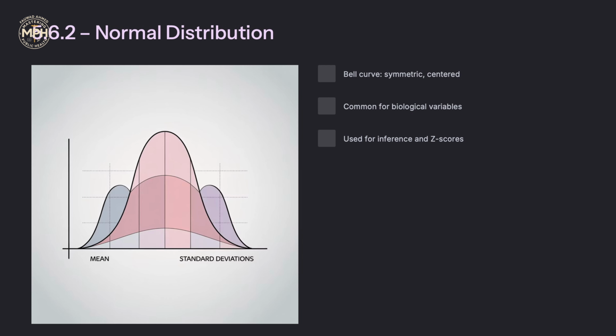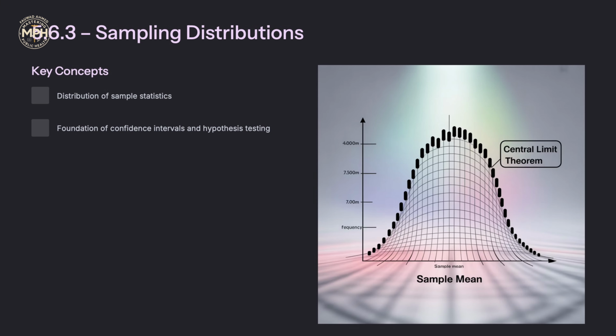5.6.2, normal distribution is the classic bell curve. Many biological traits follow this shape. It's symmetric, centered on the mean, and widely used in inference. 5.6.3, Sampling distributions represent how a statistic, like the mean, behaves across many random samples. This concept underlies confidence intervals and hypothesis testing.